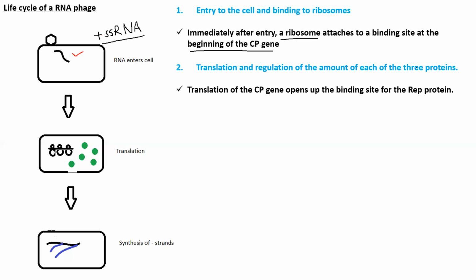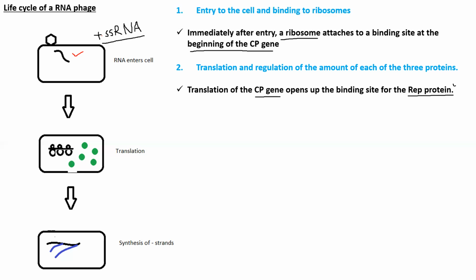So why are the ribosomal binding sites for the A gene and the rep gene blocked? By the presence of secondary structures in the RNA, stem and loop structures. So the A protein cannot be easily translated, nor can the replicase. That's why when the ribosomes bind, they bind at the CP gene and they translate the coat protein. But translation of the CP gene, or the formation of the coat protein, opens up the binding site of the rep protein as well, and it also gets translated.